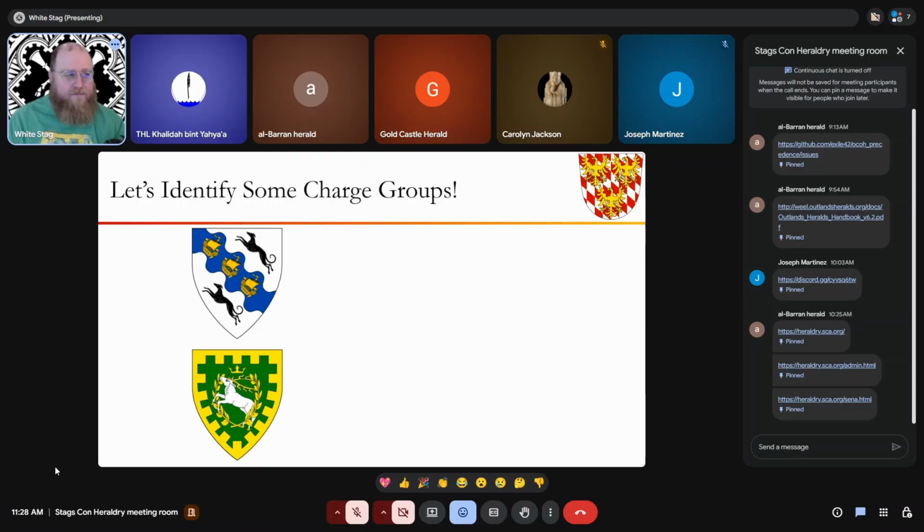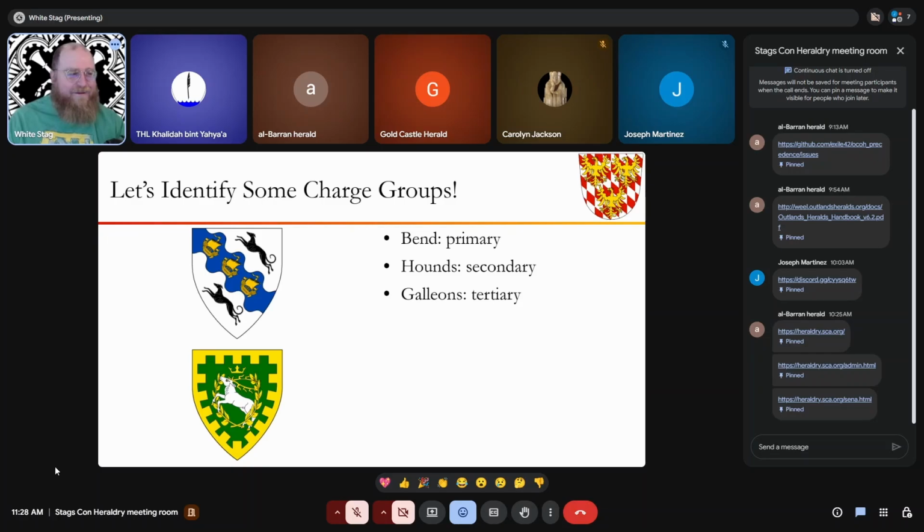What are the greyhounds? Oh, they're the secondaries. Correct. And you are correct. The galleons are tertiary. So bend is primary, the hounds are secondary, and the galleons are tertiary. Okay, now I thought this was a fun one. Let's go through the Outlands Kingdom arms.